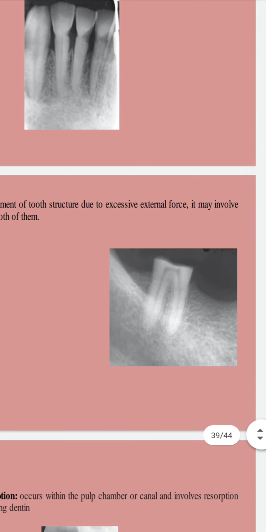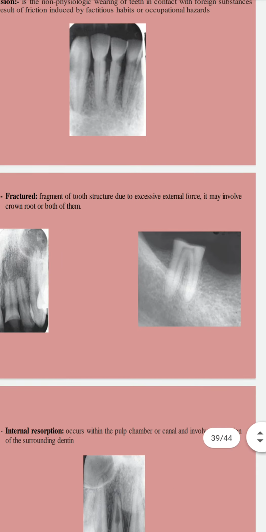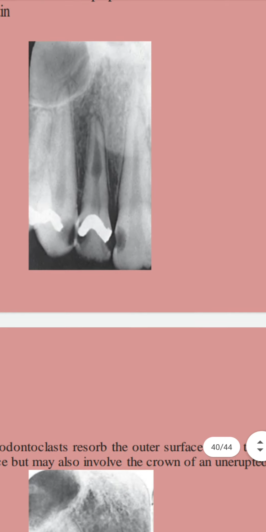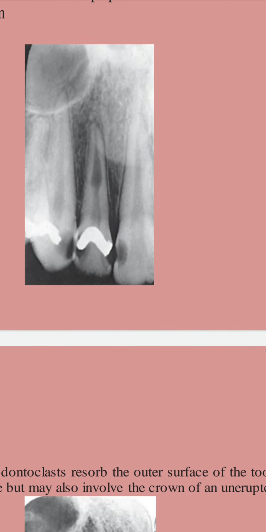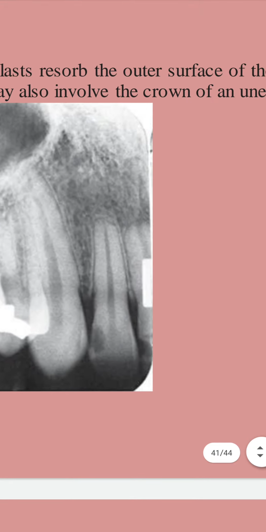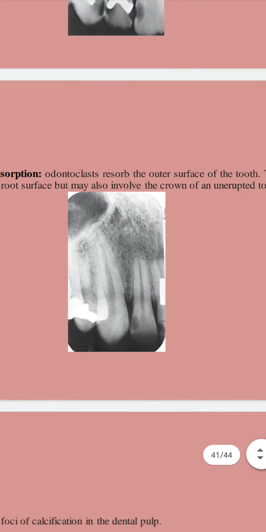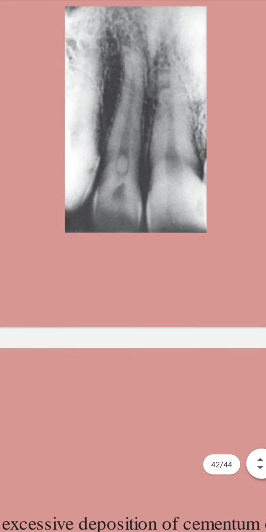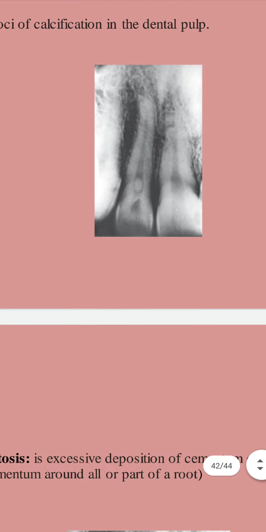Fractured, you know the meaning of a fractured tooth. Internal resorption. Observe the resorption inside the pulp. You can see this is called internal resorption, and external resorption as in this upper lateral incisor. We can see the resorption of the root. Pulp stone, a stone that is located inside the pulp.